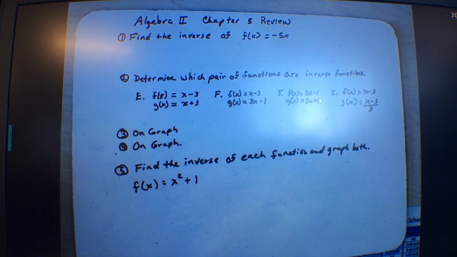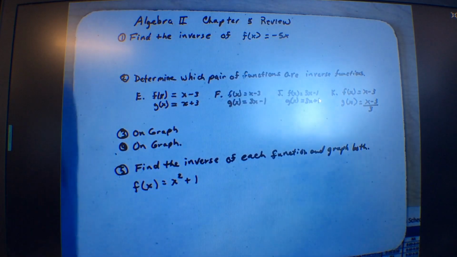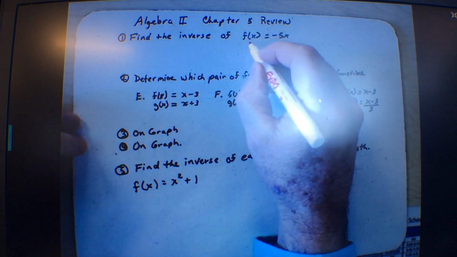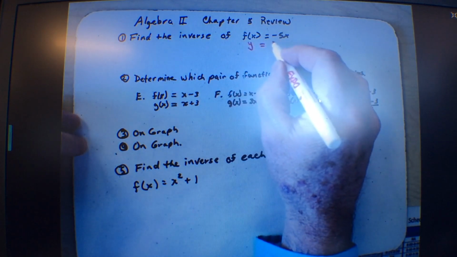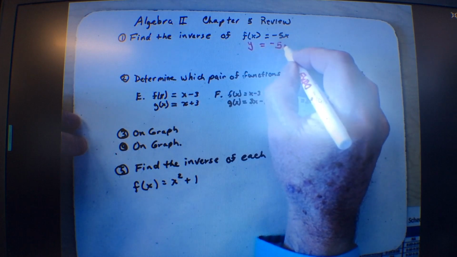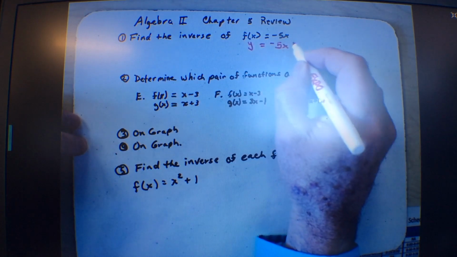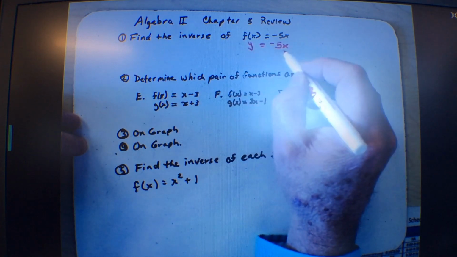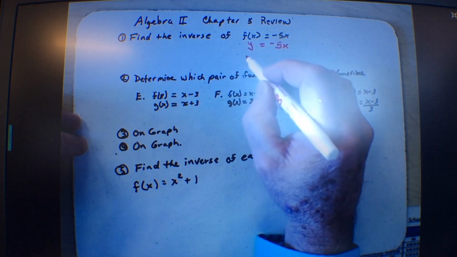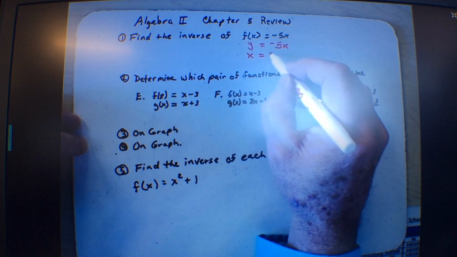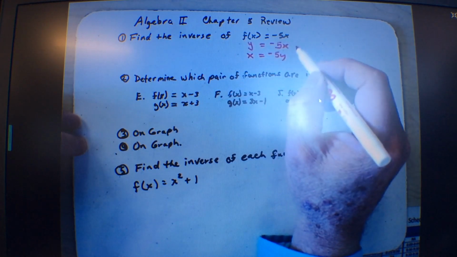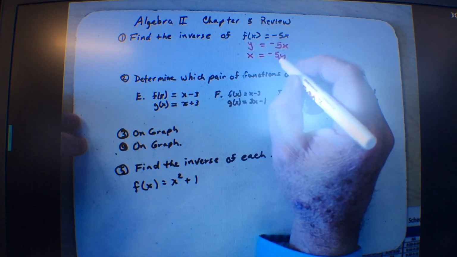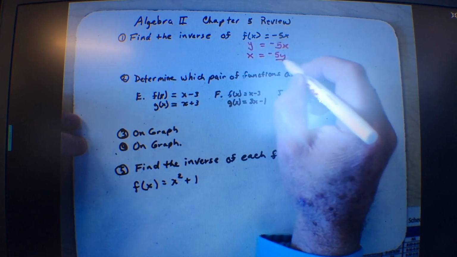How do you do that? Switch the f of x to y. And it equals negative 5x. Well, no, that's totally wrong. Switch the f of x to x. Nope, you were right. Now we interchange these, right? Yep, you're right. And then how do we solve this? Solve for y. So divide by negative 5. All right.